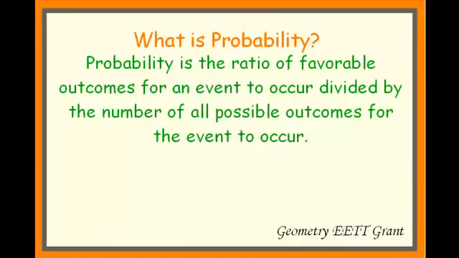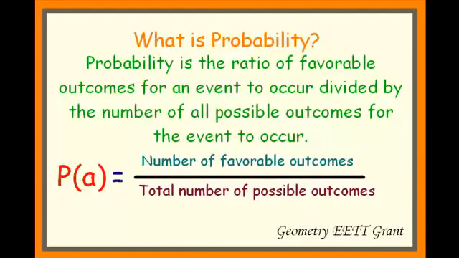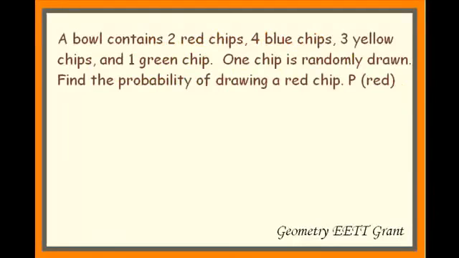Now, we write this algebraically as P(A), the probability of an event, and that is equal to the number of favorable outcomes divided by the total number of possible outcomes. Let's do this. A bowl contains 2 red chips, 4 blue chips, 3 yellow chips, and 1 green chip. 1 chip is randomly drawn. Find the probability of drawing a red chip.